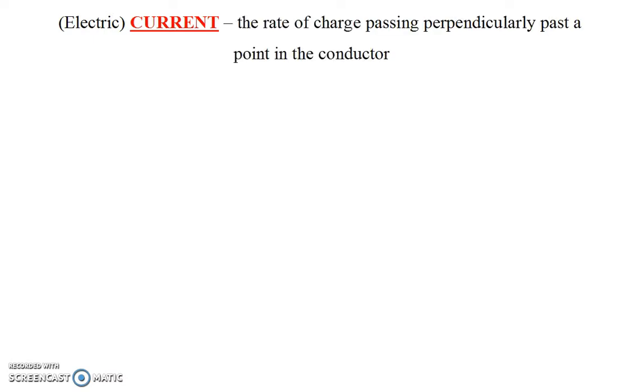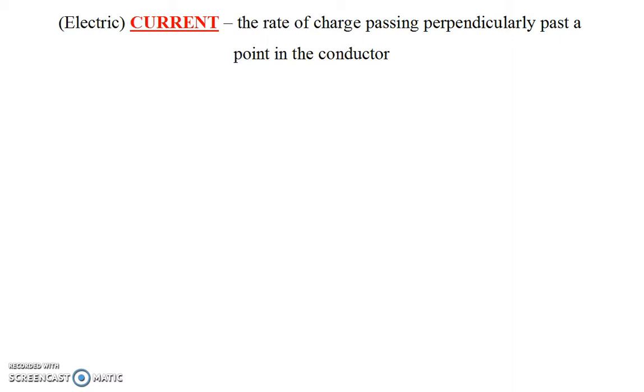And now that's flowing. Now we have what's called current. I'm putting electric here in parentheses. It's implied. There are other types of currents, but when we say current, we mean electric current. So how do we define current? We define it as the rate of charge passing perpendicularly past a point in the conductor. A lot of alliteration there. The rate of charge. So not necessarily how quickly they're moving, but how much charge moves in a given amount of time, passing past some point in the conductor.